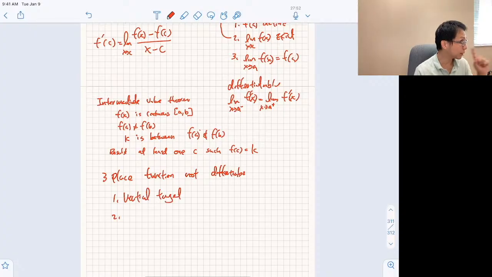What is the second place? Sure. Oscillating, the sine of 1 over x. That part is not one of the things, but there's a sharp turn, yes. There is one last place though. Yes. Endpoints? Endpoints, correct.